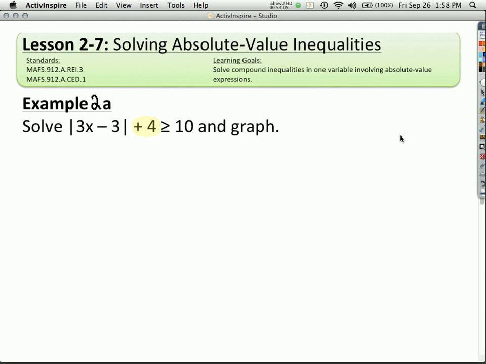Alex? Subtract 4 on both sides. Beautifully said. Subtract 4, subtract 4. Now it will disappear, and we're left with the absolute value isolated, which is what we wanted. Make sure you add down correctly. Now the absolute value is isolated.